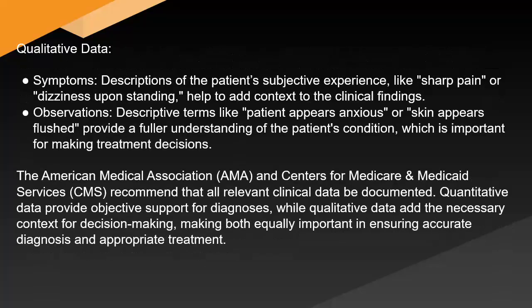Qualitative data: symptoms, descriptions of the patient's subjective experience, like a sharp pain or dizziness upon standing, help to add context to the clinical findings. Observations, descriptive terms like a patient appears anxious or skin appears flushed, provide a fuller understanding of the patient's condition, which is important for making treatment decisions.